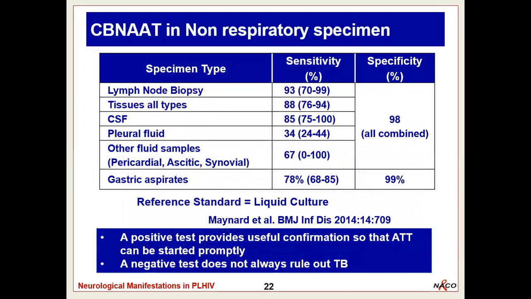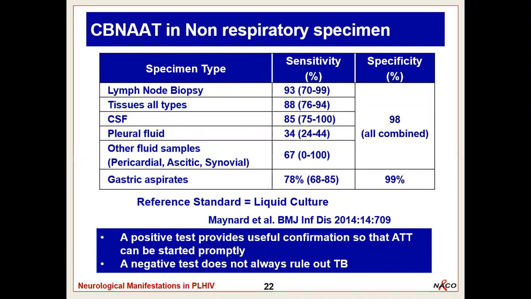The slide which you see here is talking about CBNAAT for other specimens. So you can conduct it for lymph node biopsy. You see the sensitivity is quite high, 93%. For CSF it is 85. Pleural fluid is quite low. Then gastric aspirates, it's 78. Other fluid samples also 67, including the stool samples.